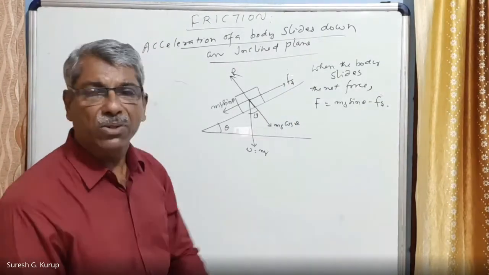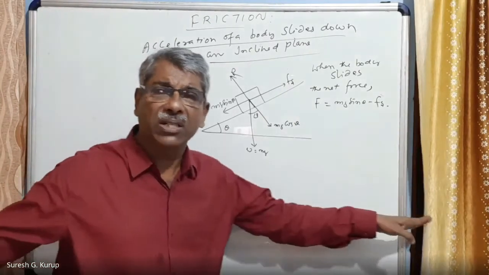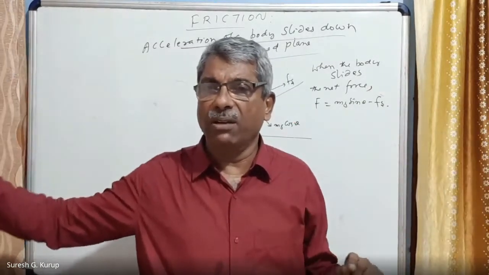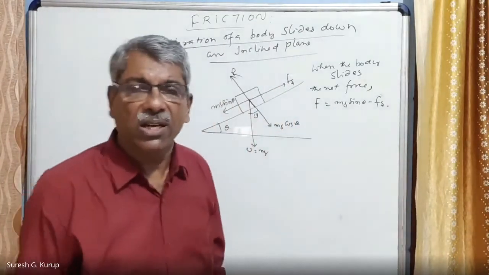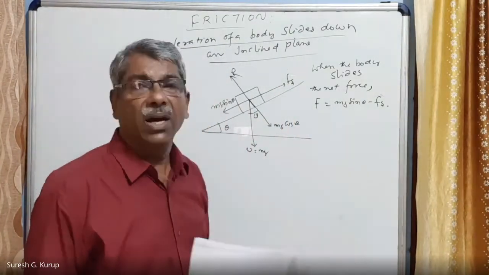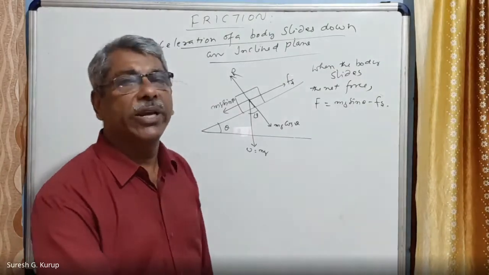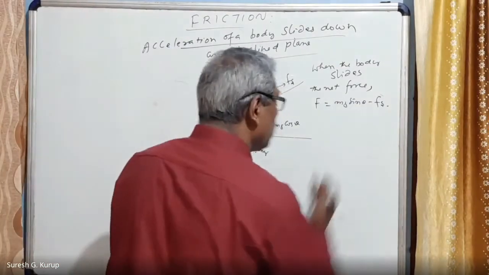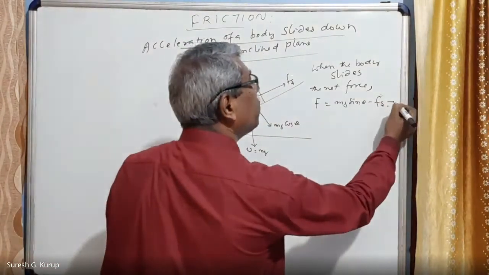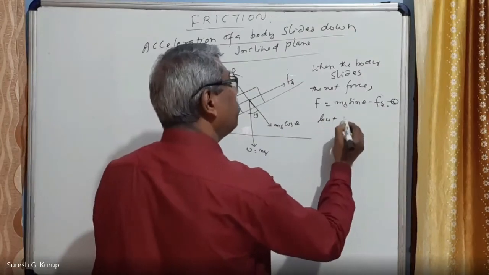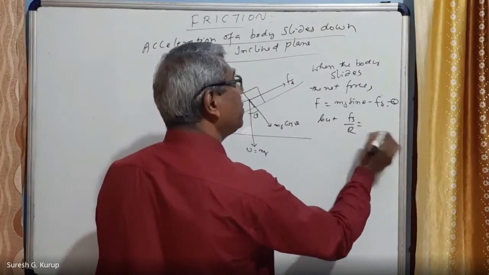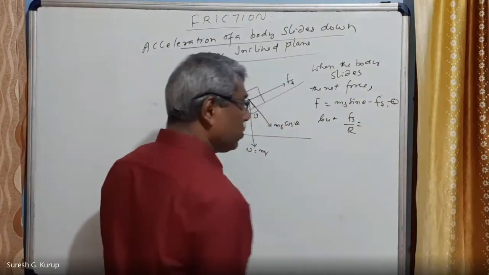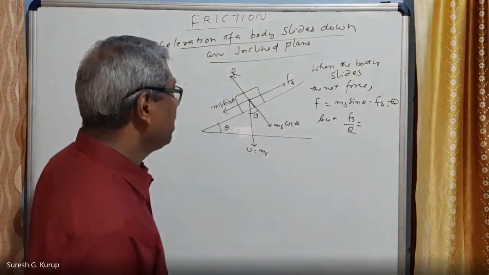Therefore, when two forces act along the same line but in opposite directions, one force minus the other force is the resultant. In this case, mg sin theta minus Fs is the net force. But by Newton's second law of motion, net force is equal to mass into acceleration. That also we can write. This is equation number 1. But one more thing: Fs by R is equal to mu s. Fs by R is equal to mu s, also we can write.